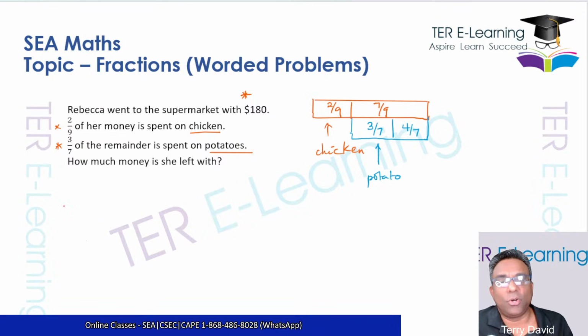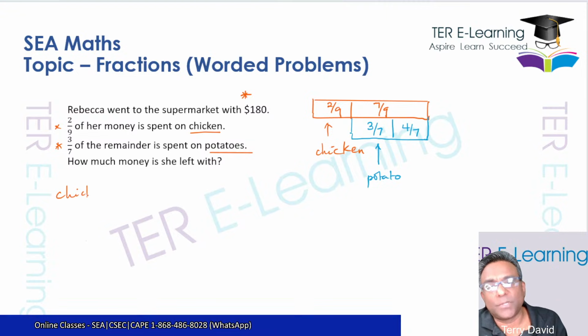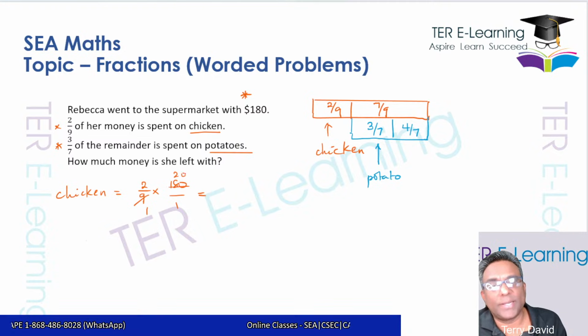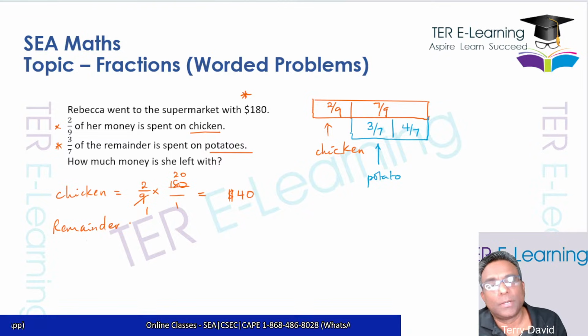Okay. So what I'm gonna do here, we can say for the chicken. Now there are multiple ways you can work this. So for the chicken, she spent 2/9 multiplied by 180 over 1. So 9 into 9 is 1. This will be 20. So she spent $40 on chicken. Now the remainder is simply going to be 180 minus 40. So she has $140 left now.